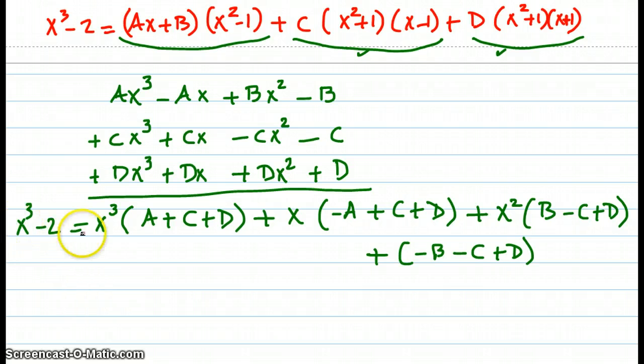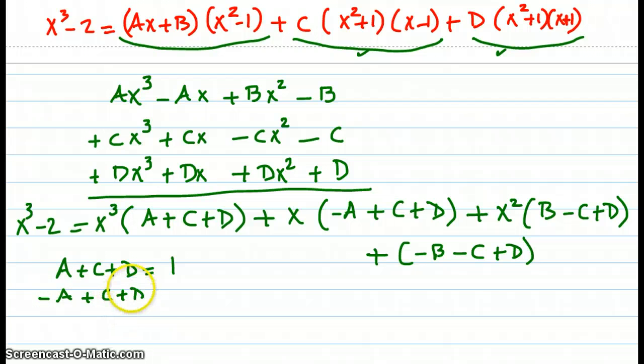There is an x cubed term here, there is an x cubed term here. The coefficient of x cubed on the left hand side is 1. Therefore a plus c plus d is equal to 1. There is no x term on the left hand side, so negative a plus c plus d must be equal to 0. There is no x squared term either on the left hand side, so b minus c plus d equals 0.